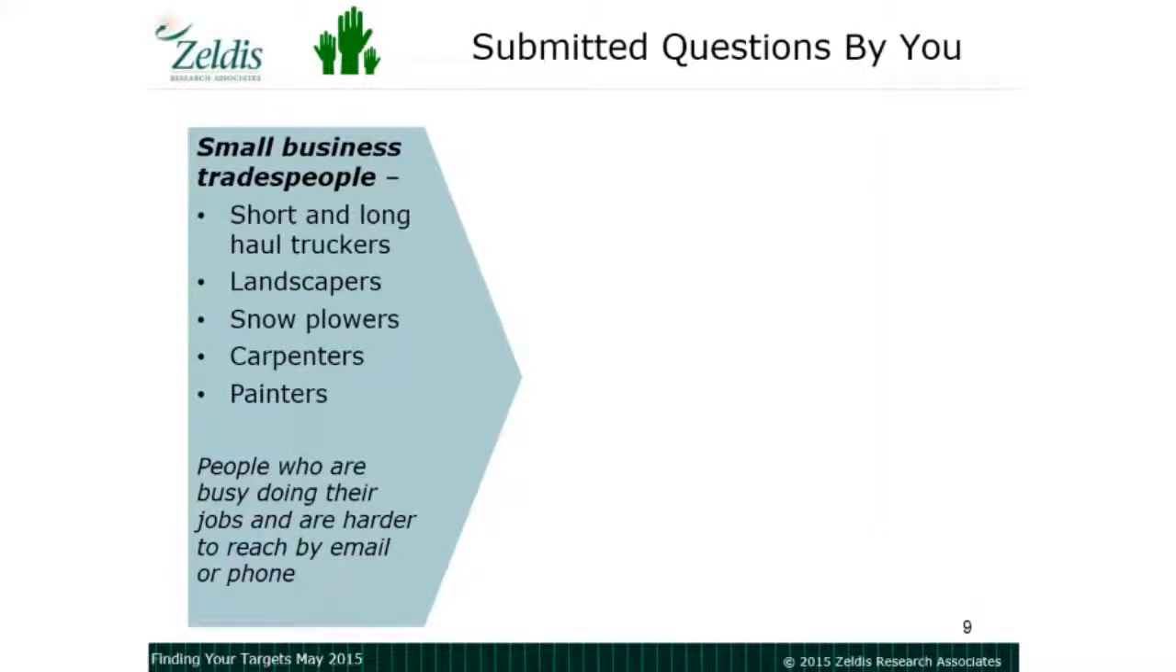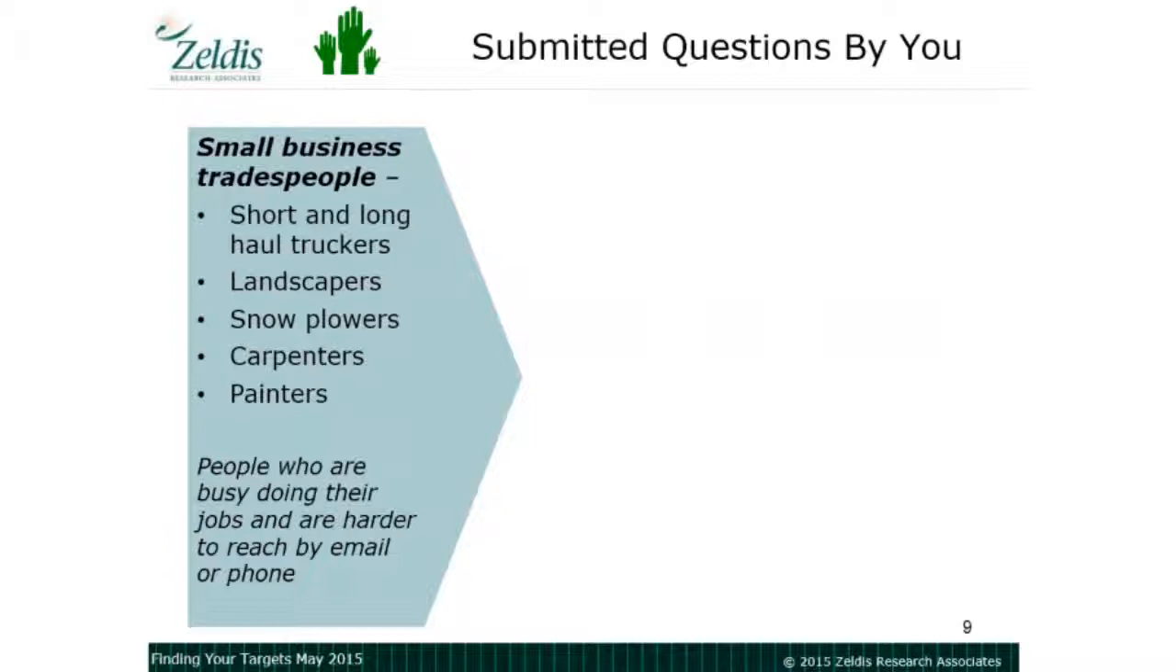So the next couple of slides that we're going to go through are some of the questions that were sent in to us about populations of interest that people wanted to know where they could be found. So the first is small business tradespeople. So truckers, landscapers, construction workers, mechanics, electricians, anybody who has a type of job that has them out on the road busy and they're harder to reach.